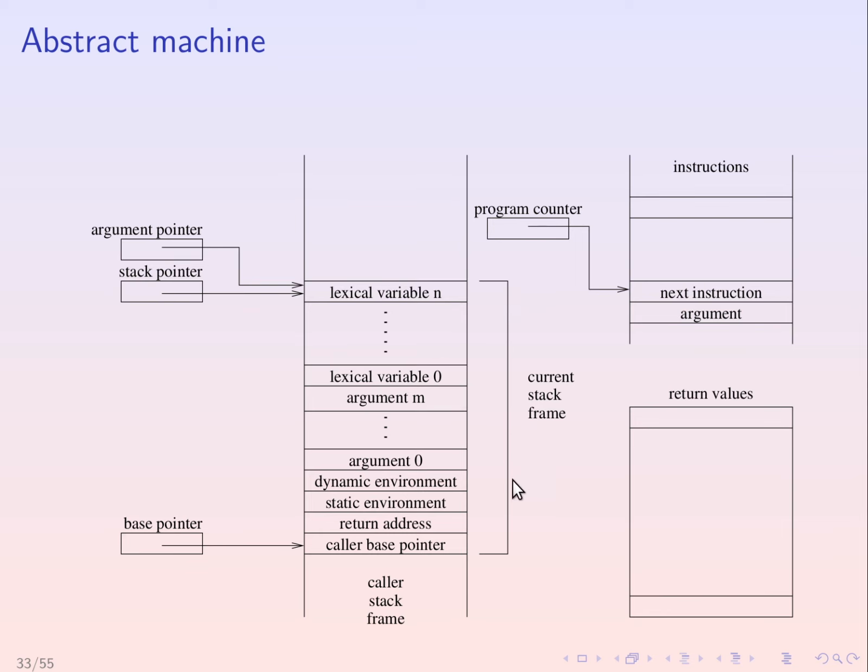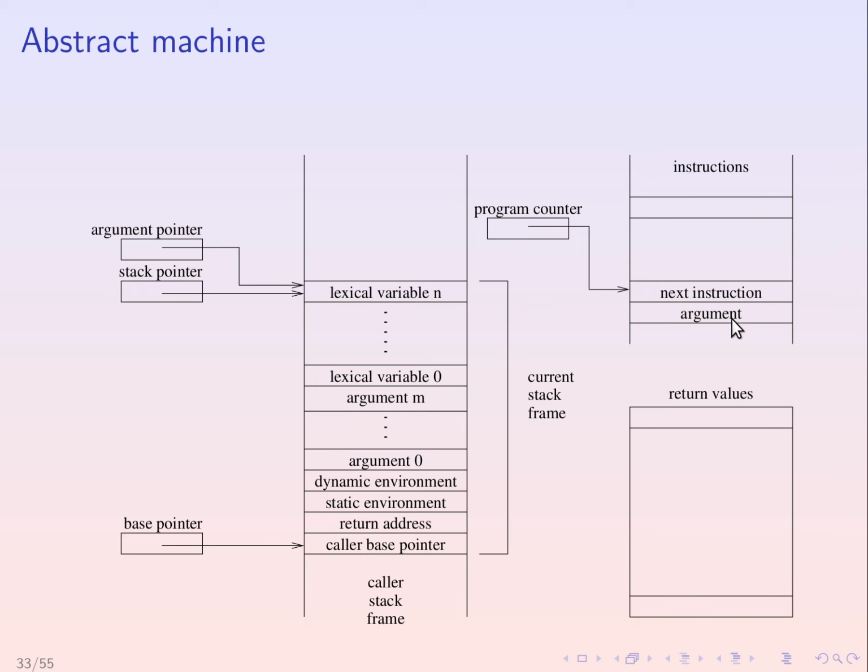And so if we look at the current stack frame of the current invocation of some function, then we have these implicit arguments here. We have the explicit arguments there, and then the additional lexical variables that I mentioned that the current function must create. And here's the base pointer and the stack pointer, and I added an argument pointer to simplify argument passing. Again, there's great variation possible here.